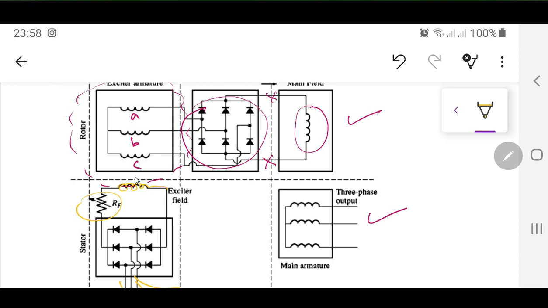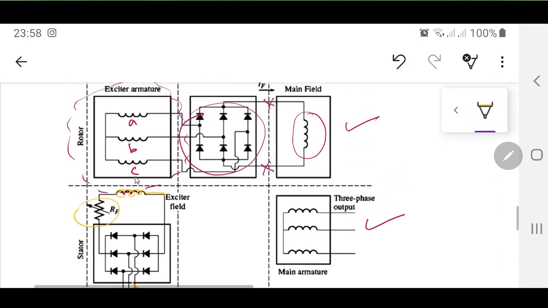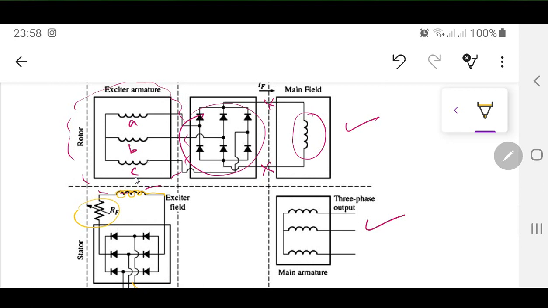So technically, maybe something like this: you are applying a three-phase supply, maybe 400 volts, that is being rectified, and after rectification you are producing approximately the same 400 volts on the exciter armature. We call this one the exciter. This is very important. This generator in this direction is called the exciter, because it is going to produce that three-phase supply, and after rectification it is going to excite the main field winding. That's why the word exciter armature is used. So this exciter armature is another generator that is used over there.